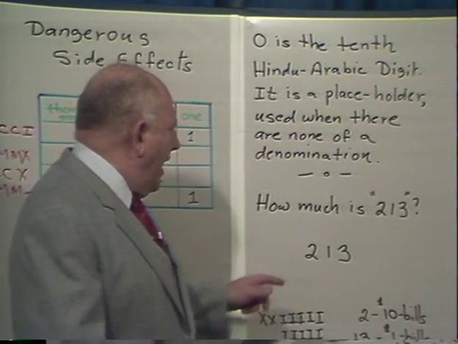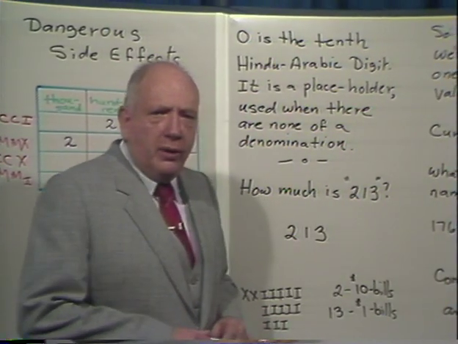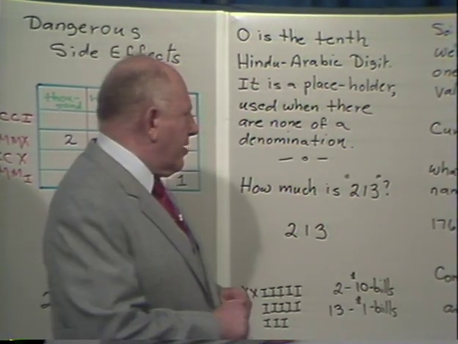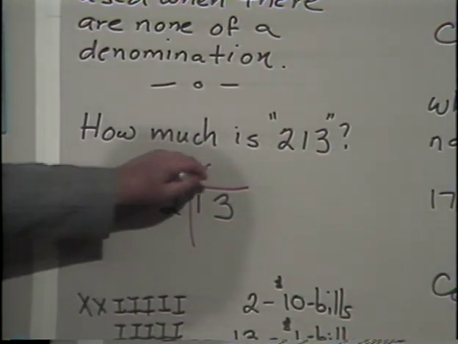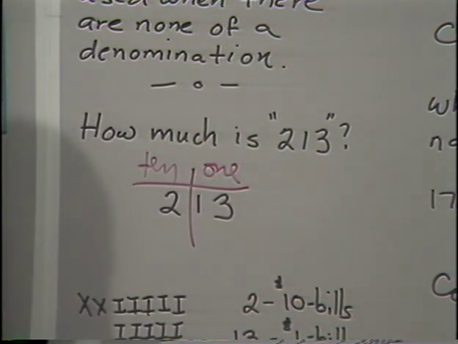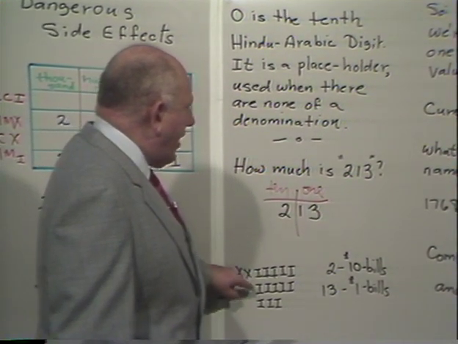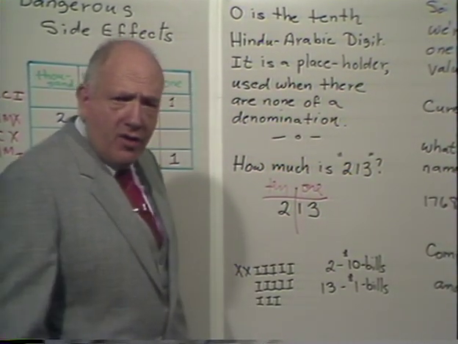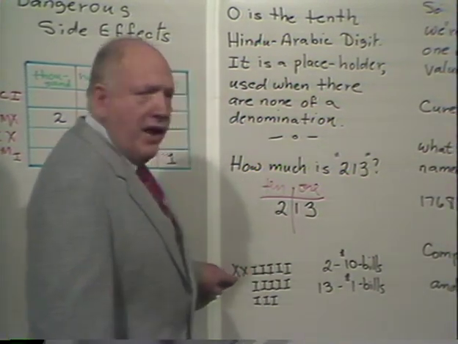Let me show you an even worse problem over here. How much is this number here? I put it in quotation marks on purpose to make a point. This number looks like 213. But how do you know it wasn't 2 10s and 13 ones? See, for example, in Roman numerals, if I wanted to, could I write 2 x's and 13 ones? Sure I could, but I didn't have to. I could trade in 10 ones for an x if I felt like it.